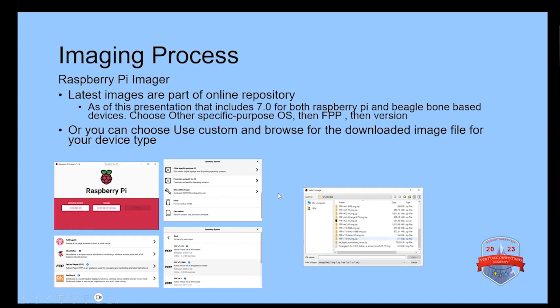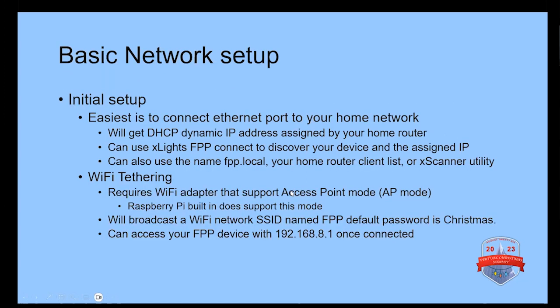So now I got this on a card. What do I do with it? Well, you would insert the card into your Raspberry Pi and you power it up. Once it powers up, you need to be able to connect to it for the first time and do your initial network setup.